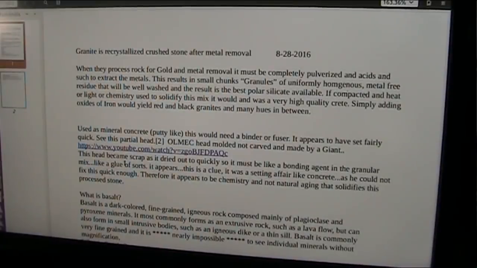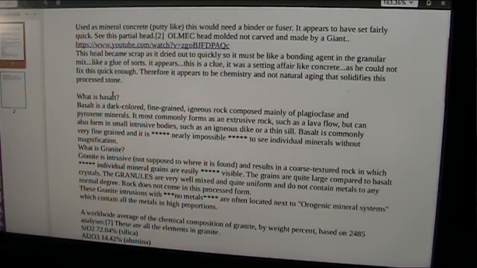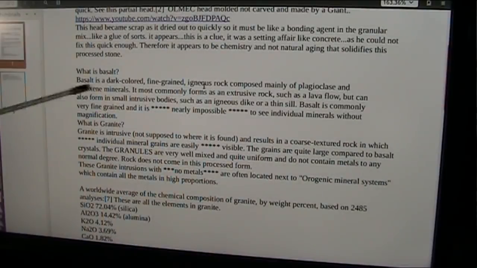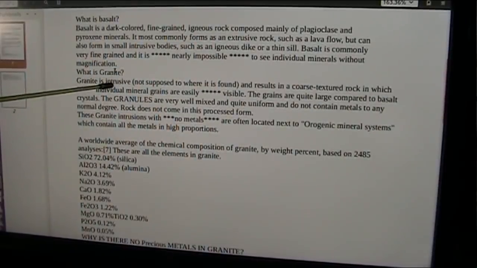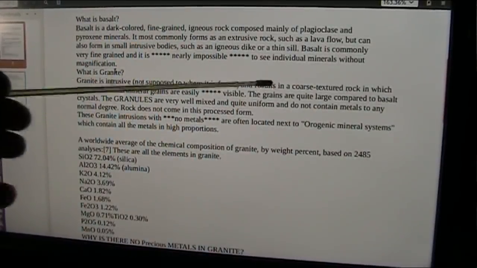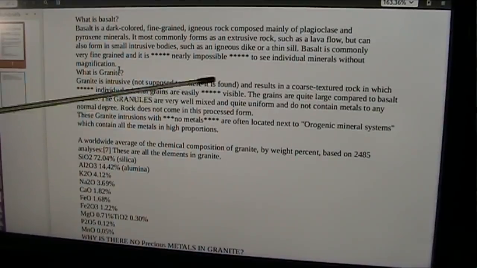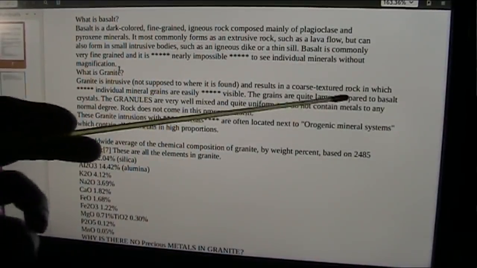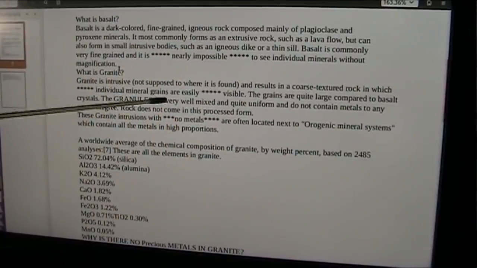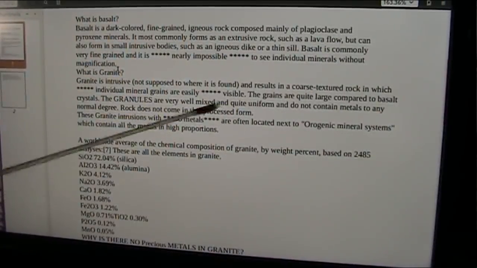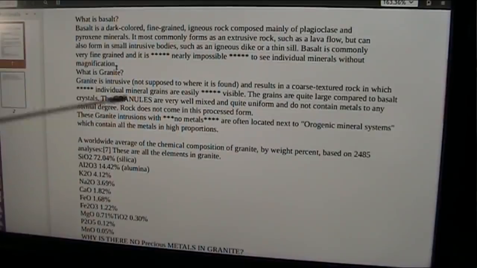And then it goes on to talk about what is basalt, and it's a dark colored, fine grained igneous rock, which, yes, is from lava. But what is granite? Granite is intrusive, not supposed to be where it's found. The result is a coarse textured rock, which you saw in my countertop there, with individual mineral grains easily visible. The grains are quite large compared to basalt crystals. The granules are very well mixed and quite uniform, do not contain metals to any normal degree. Rock does not come in this processed form.